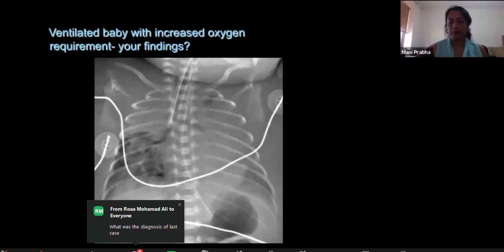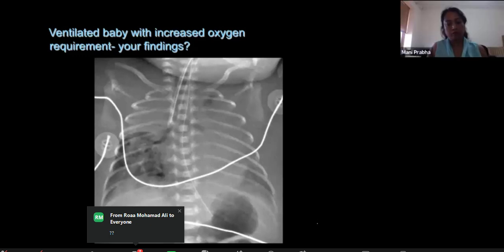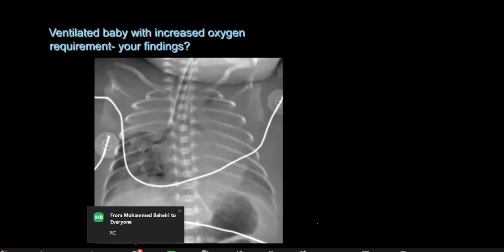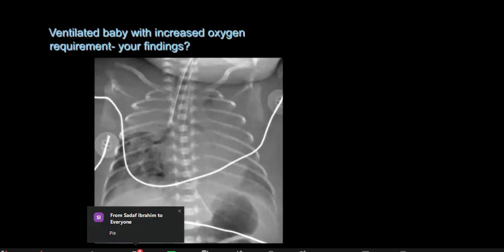Looking at the ET tube, I wonder if it's gone down the right main bronchus. It appears to be slightly lower than I would expect it to be. So I'm not sure if this is one of the reasons why the patient's having increased oxygen requirements, if they're only ventilating one of the lungs.